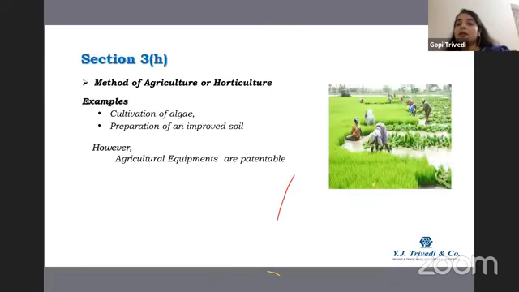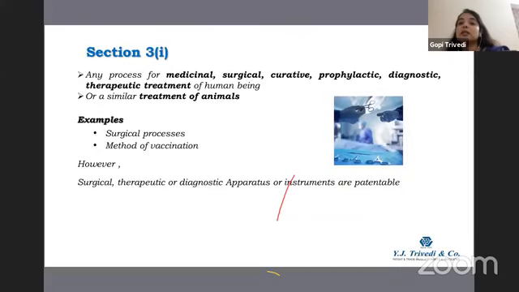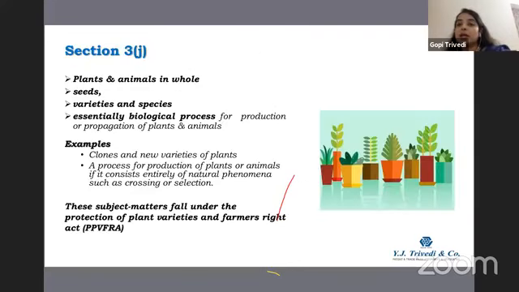Method of agriculture or horticulture. The process for medicinal or surgical treatments shall not be granted patent, but at the same time, medical devices are always awarded patent. Any plants or any animals in whole, with seeds, varieties, etc. shall not be granted patent. Rather, these subject matters fall under protection of plant varieties and farmers' rights.